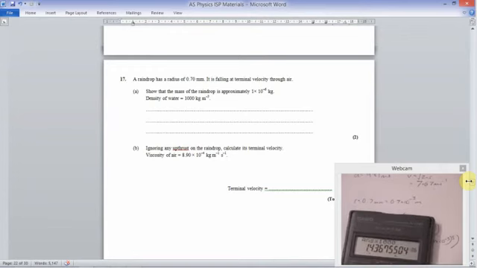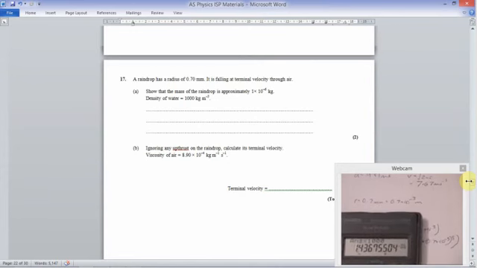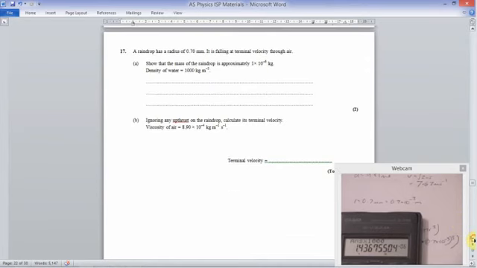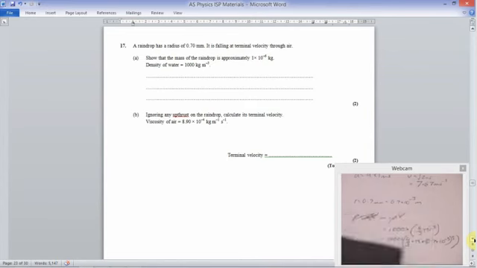Okay, so 1.4 times 10 to the minus 6. Exactly what I said, about 1 times 10 to the minus 6. Perfect. Okay, so we figured out what the mass of it is there. Right, so ignoring any upthrust on the raindrop, calculate its terminal velocity, and you've got the viscosity of air there.